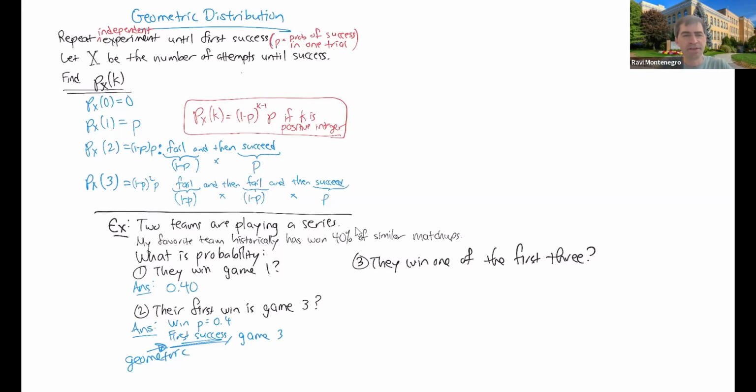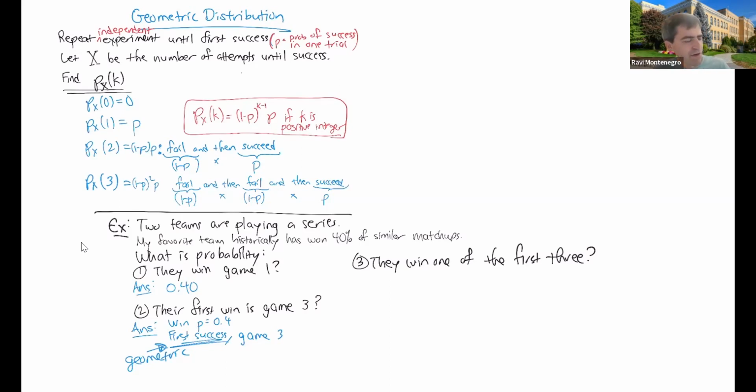When we look at first successes, we want geometrics. So this is a justification for using geometric. Now there's one thing I left out of this question, which is actually significant.